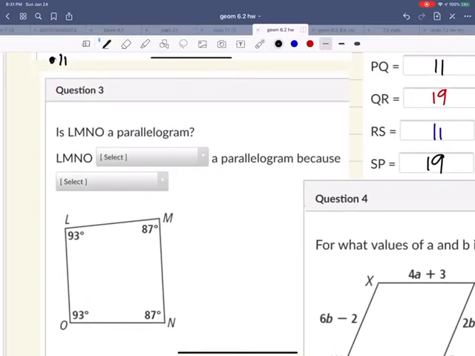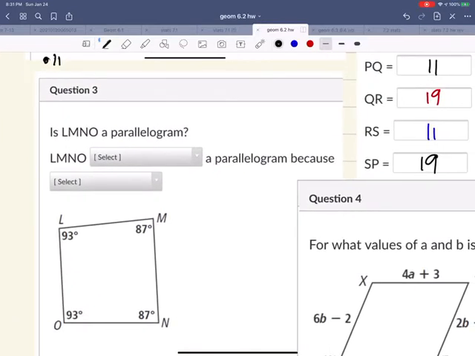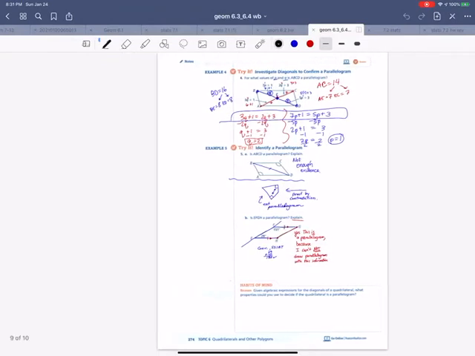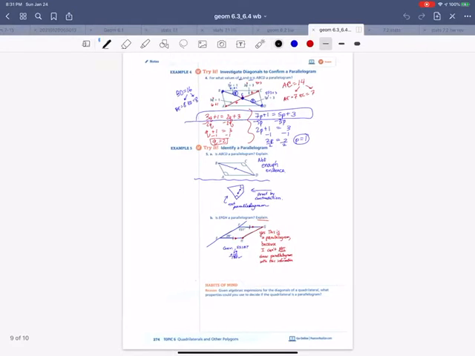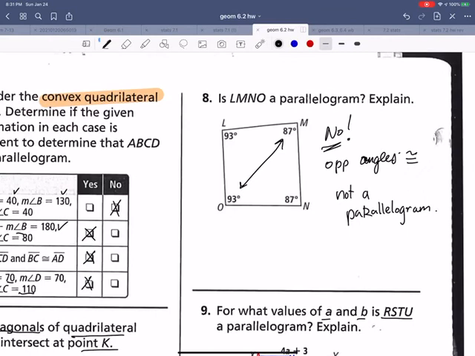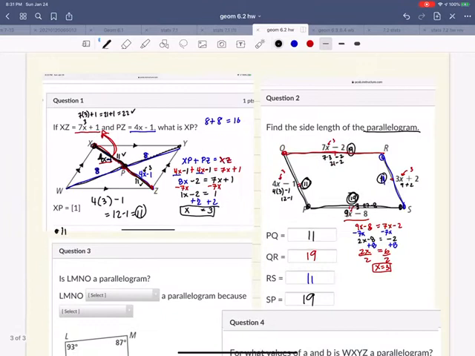All right, question number 3. Is LMNO a parallelogram? Well, I think we did this in our homework, if I remember right. Yeah, our homework number 8, same picture. Opposite angles are supposed to be congruent. So in fact, this is actually a trapezoid. We had one of these in our regular work as well.